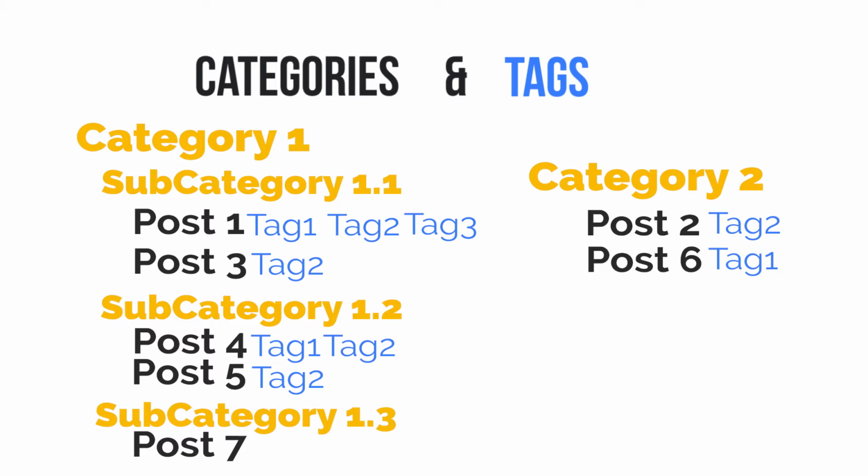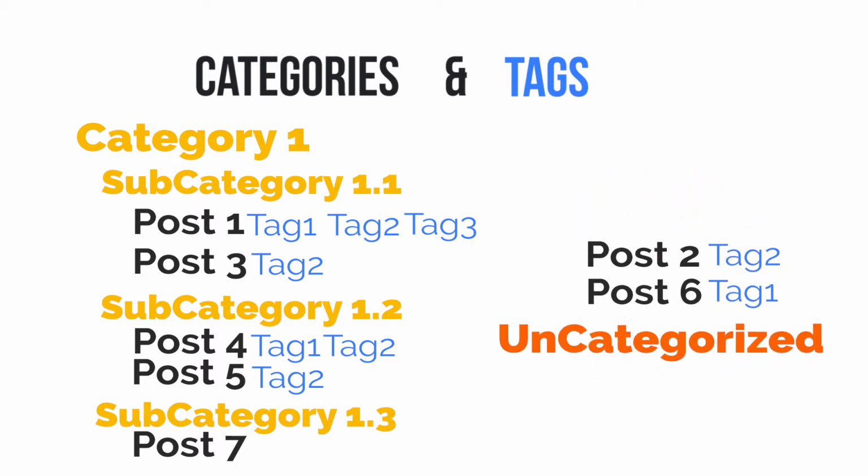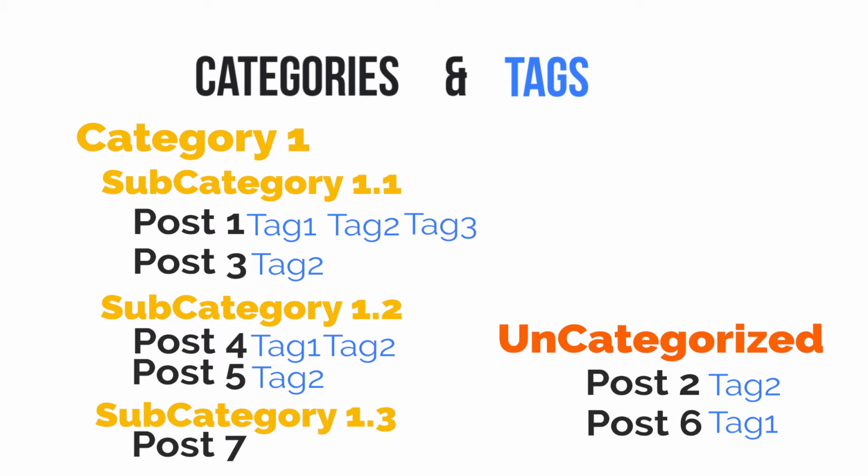However, all posts must be assigned to at least one category. If you create a post and you don't assign it to a category, or if you delete a category that has posts contained within it, these will automatically be added to the uncategorized category, which is in WordPress by default.